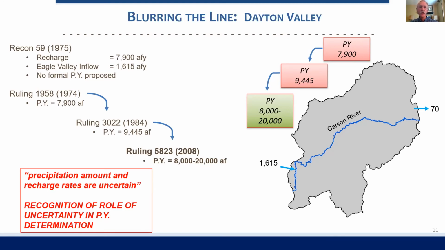So this is a really rare example of a case where the state engineer has accommodated what I'd call uncertainty in the establishment of a perennial yield value.